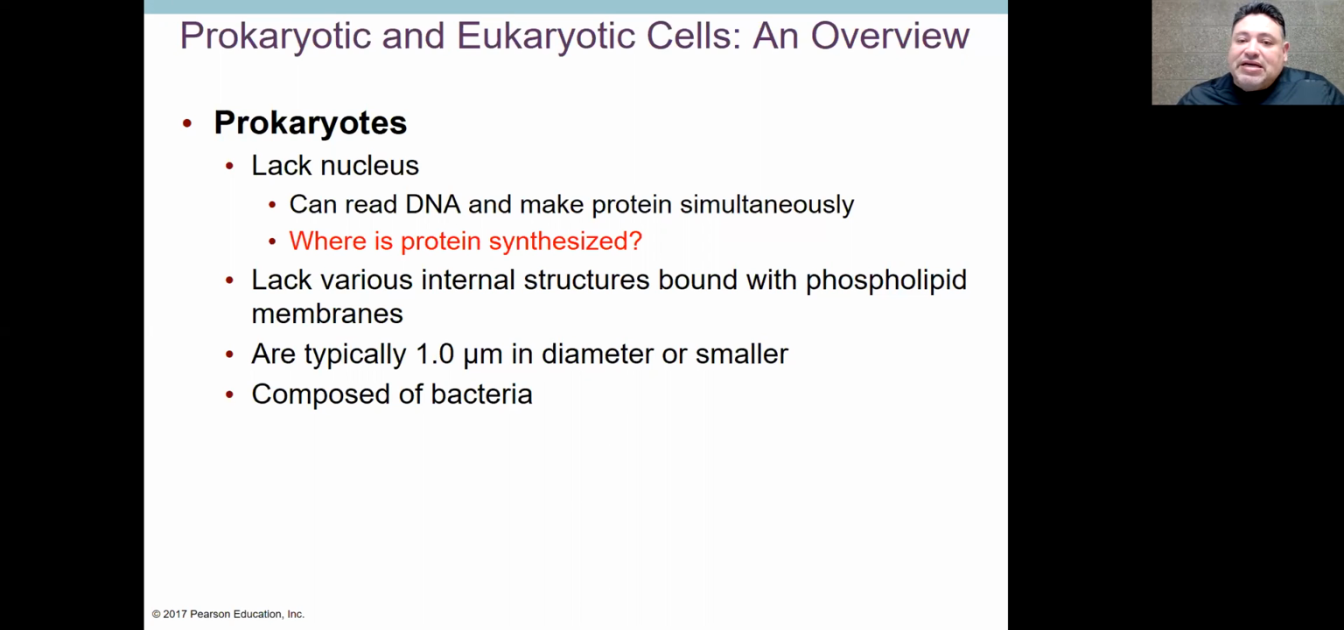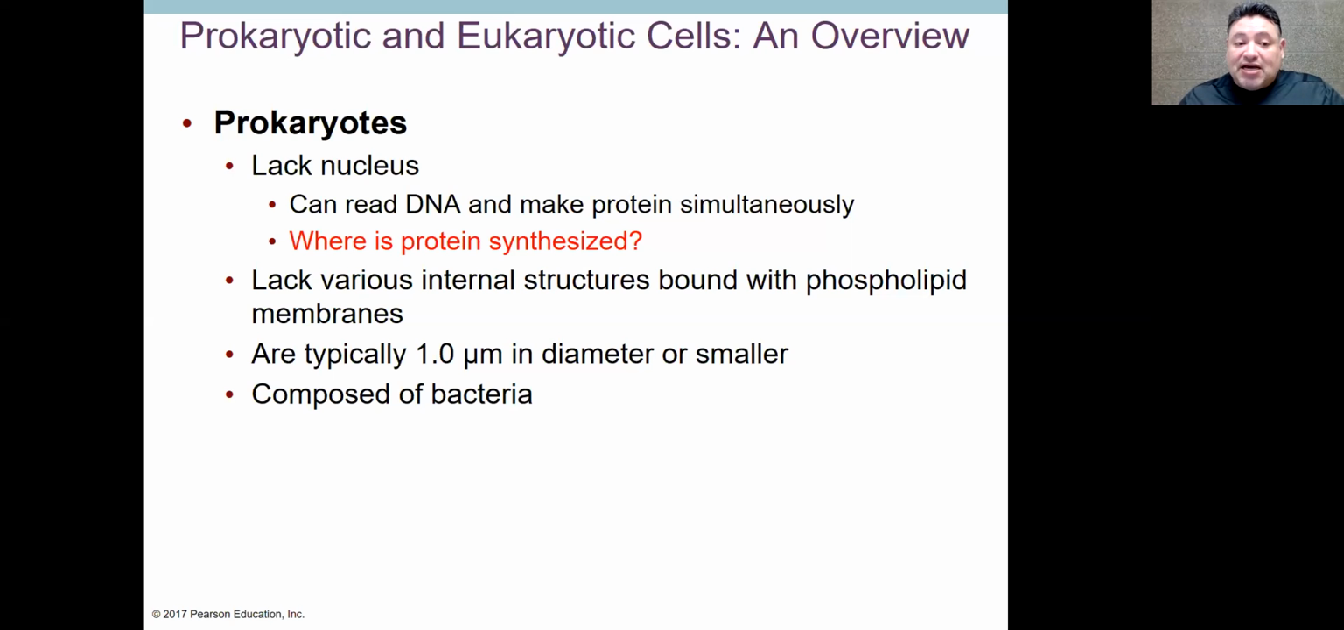The second distinction between prokaryotes and eukaryotes is the complexity of the organism. So prokaryotes are very simple. They do not have complex organelles. Eukaryotes do. So eukaryotes have membrane-bound organelles such as the rough and the smooth endoplasmic reticulum, the Golgi complex, mitochondria, chloroplasts, etc. Prokaryotes do not have these complex membrane-bound organelles.